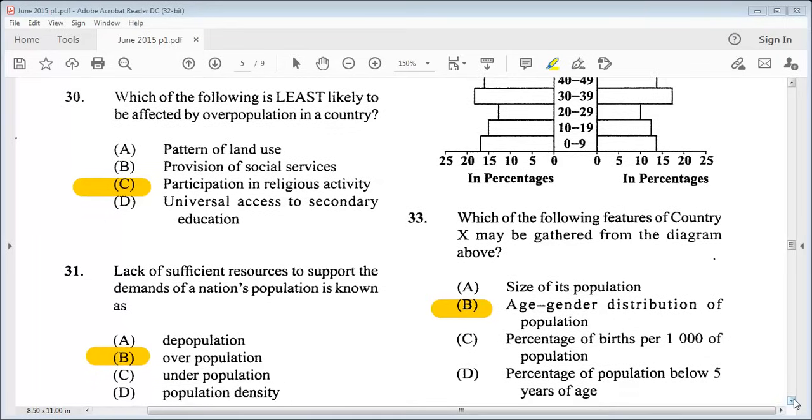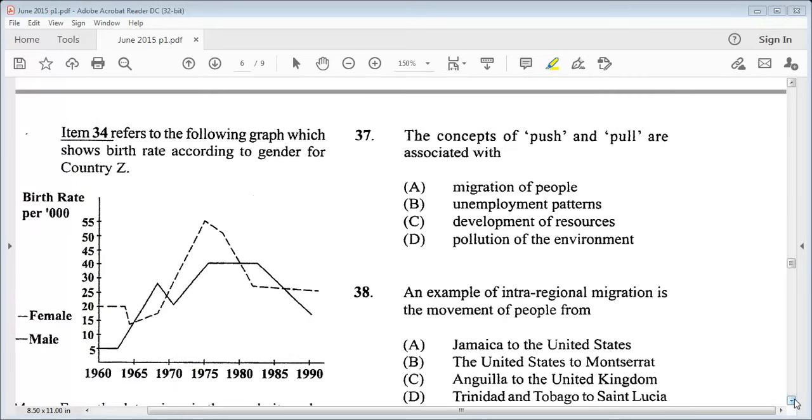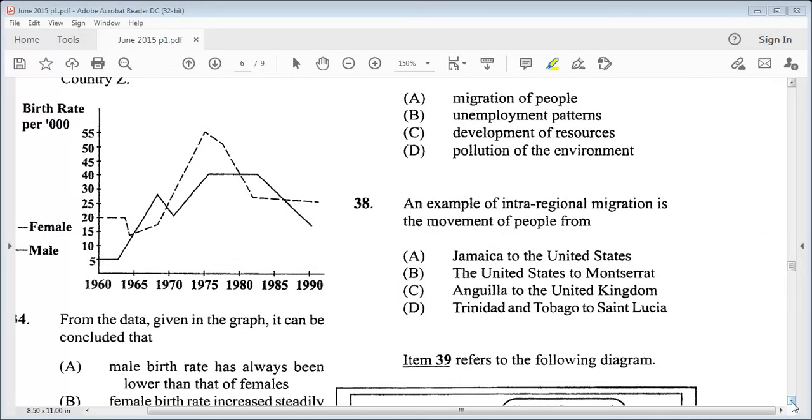34. 34 says, item 34 refers to the following graph which shows birth rate according to gender for country Z. So we have our rate per thousand, and we have our sexes. The unbroken line represents male, and the broken line represents female.